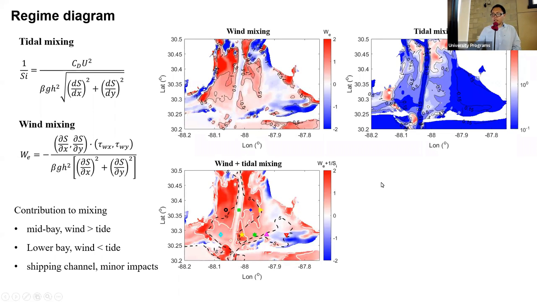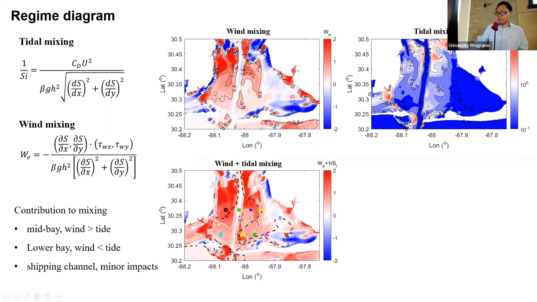Since the RPS is a combination of both wind and tide, we add the Wedderburn number and the Simpson number, which means the total mixing from wind and tide. This dashed line is the remaining stratification after the wind. We can see there in the red area the water column gets well mixed, due to both the wind and the tide.